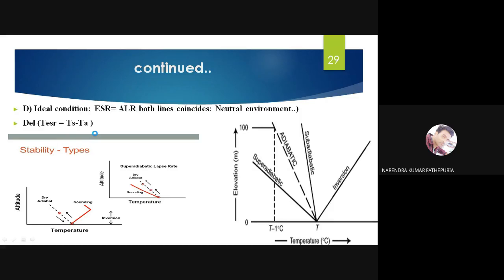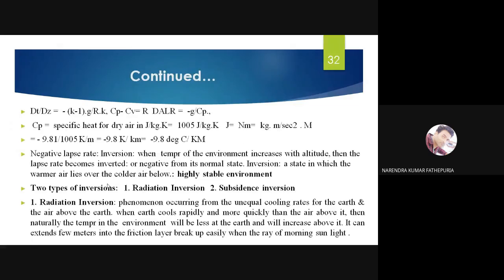There's an altitude versus temperature graph. Through this, you can get this. Okay, so these are the very basic equations you can solve. So inversion, what is inversion? When the temperature of the environment increases with altitude, then the lapse rate becomes inverted or negative from its normal state. Inversion is a state in which the warmer air lies over the colder air below, a highly stable environment, and it is very bad for pollutant dispersion.